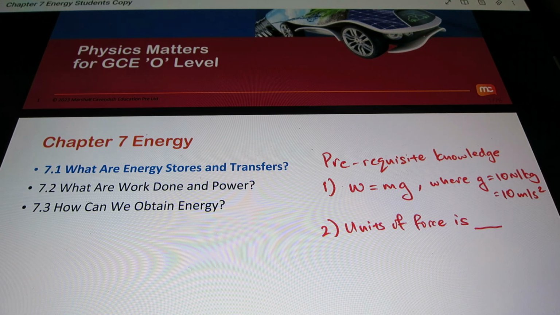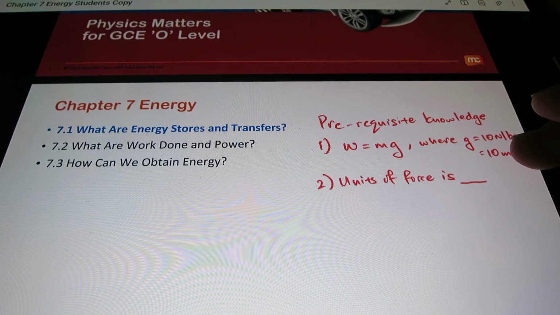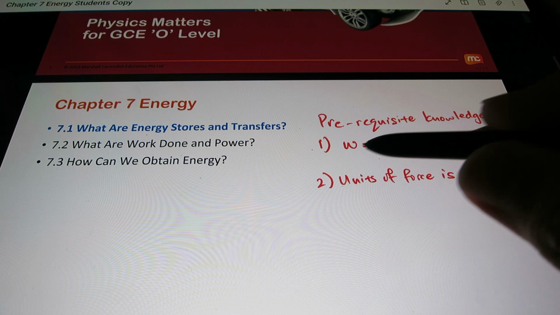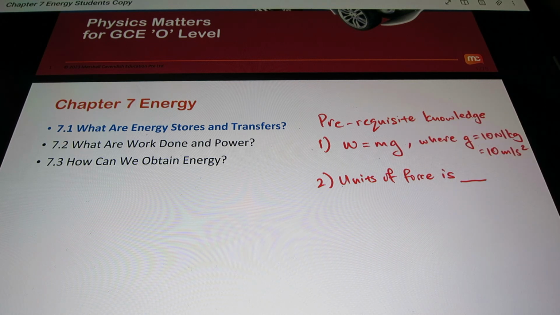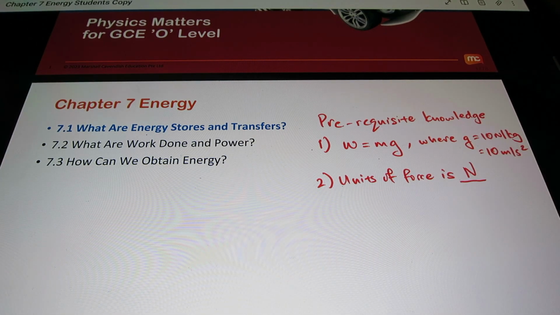Some prerequisite knowledge that you should have before the study of this chapter is the fact that weight is equal to mass times gravitational field strength, or gravitational acceleration. So g could be 10 Newton per kilogram or 10 meter per second squared. That is the same thing. The unit of force is also the Newton. So these are basically all the things that you need to know.